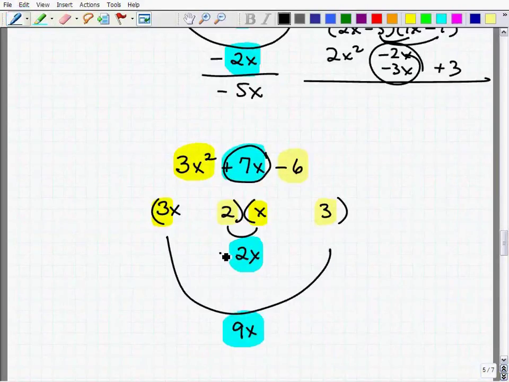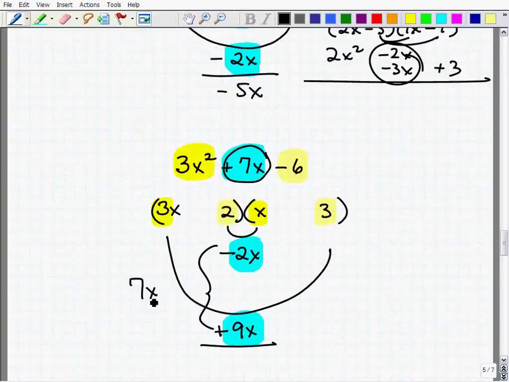If this was a negative 2x and this was a positive 9x, right? These two terms would add up to a positive 7x. And that's what I want. So I got to form a negative 2x. Now the only way that's going to happen is I got to put a negative here. And I want to keep my positive 9x, so I got to put a plus here. All right, so hopefully those are the right factors.